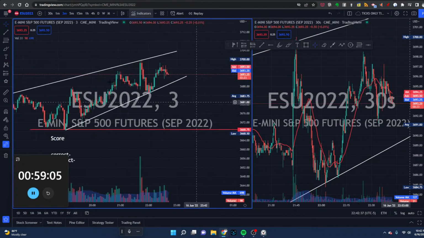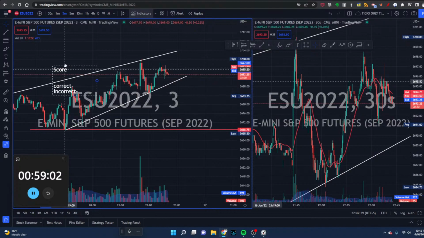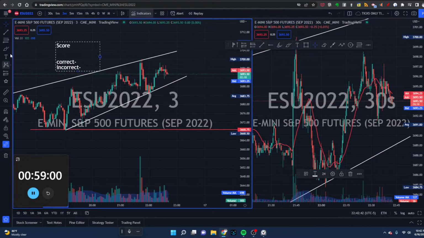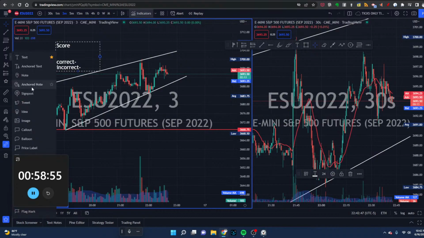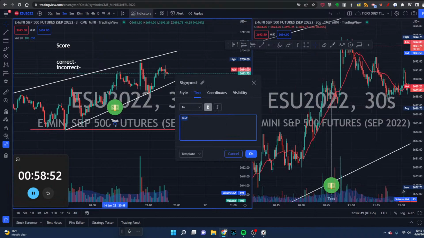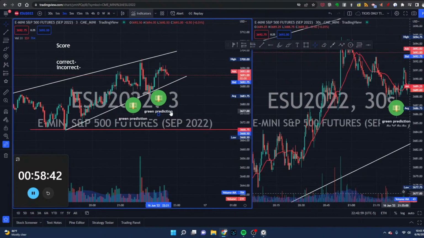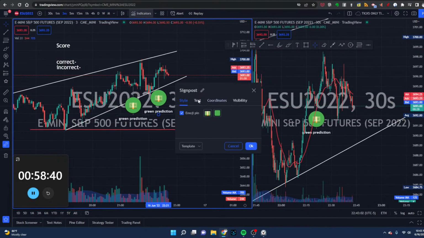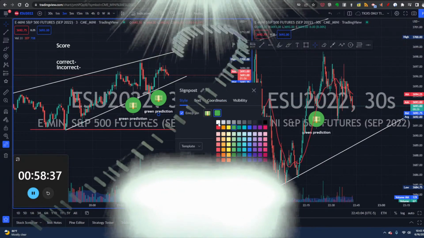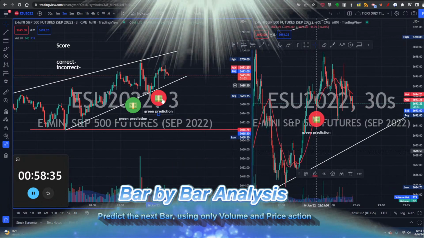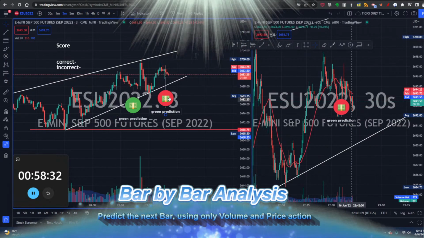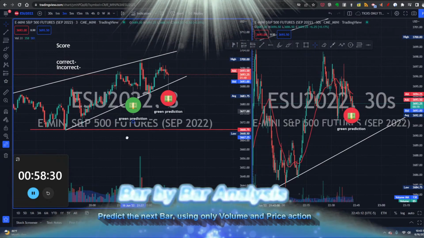I'm going to give it red on this candle. I'm going to say this candle is going to close red. Let me put up my prediction signpost here. One there. Green prediction. And we're going to do red prediction. Make it red. All right, so we're predicting this red here.